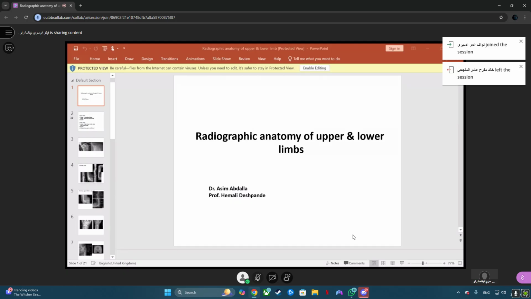No issues. Okay. So, today we are going to study the radiological anatomy of the upper and lower limbs.